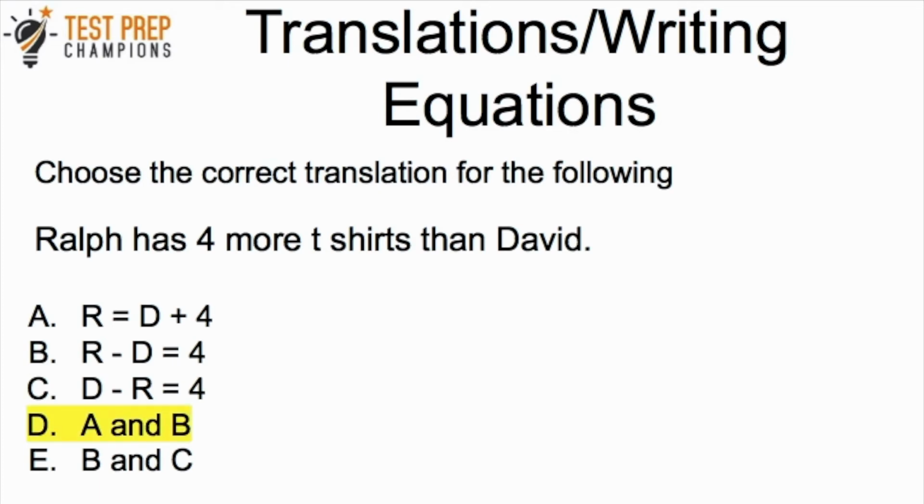So in this case, the answer is D. Both A or B could be the right answer here. Okay. So we're told Ralph has 4 more t-shirts than David. So one way you could write that is the amount of t-shirts Ralph has equals the amount that David has, or the number David has, plus 4. And we could also say that the number of t-shirts Ralph has minus the number that David has equals 4. Okay, so there's 2 different ways to translate this, all right? And so D is the correct answer.